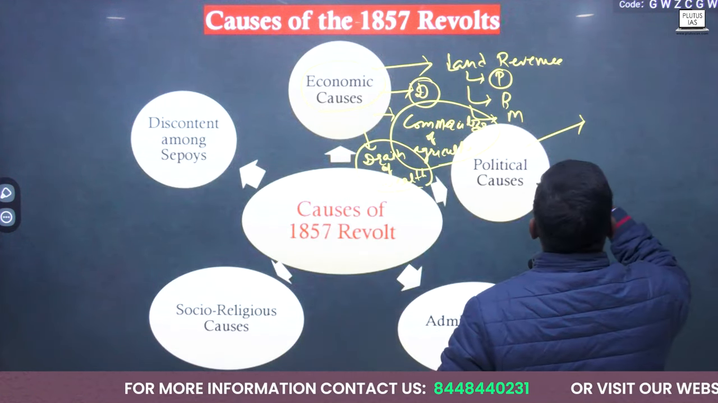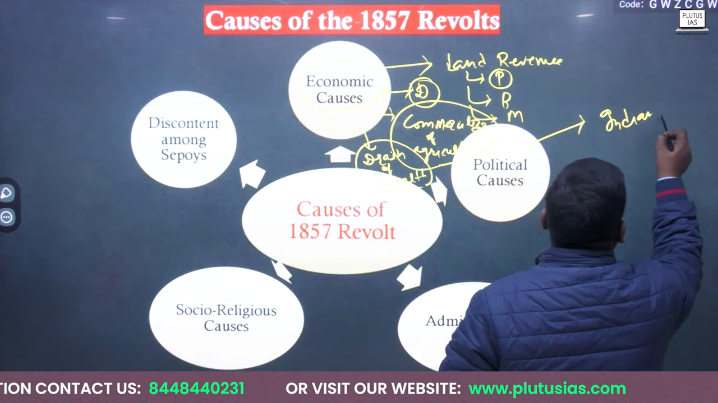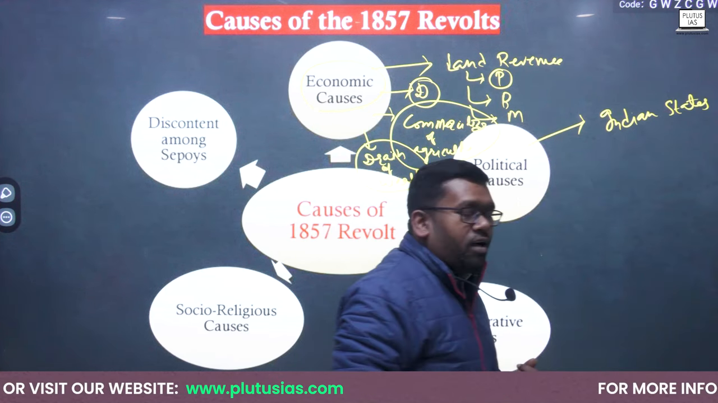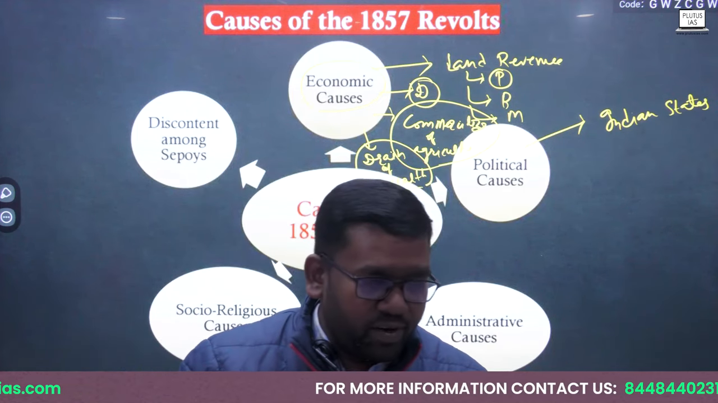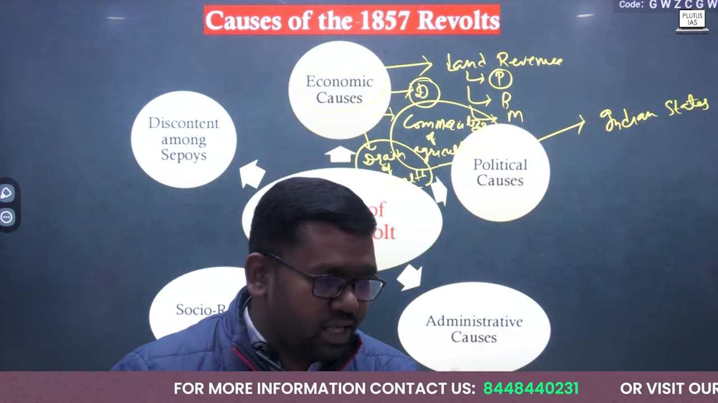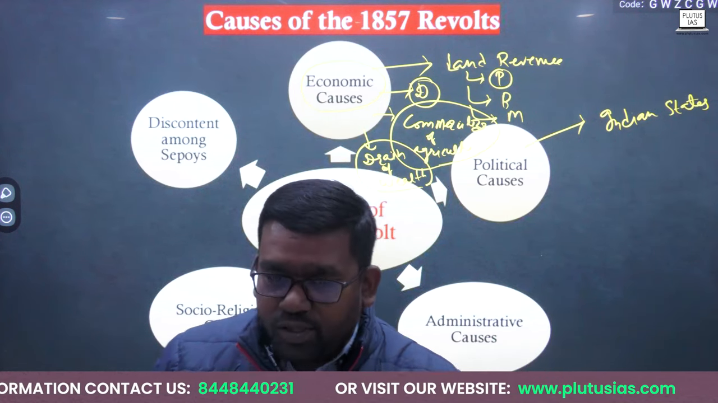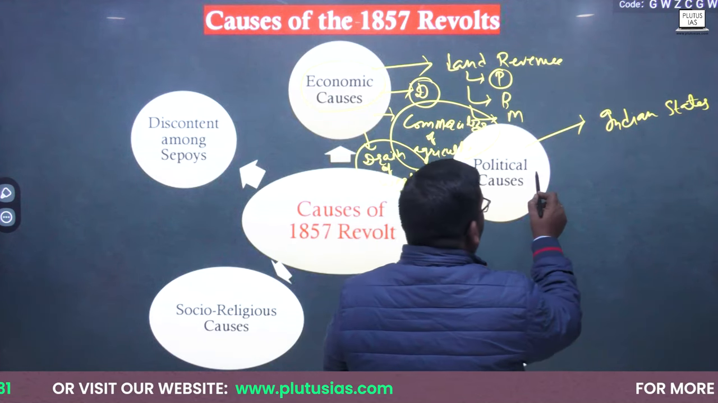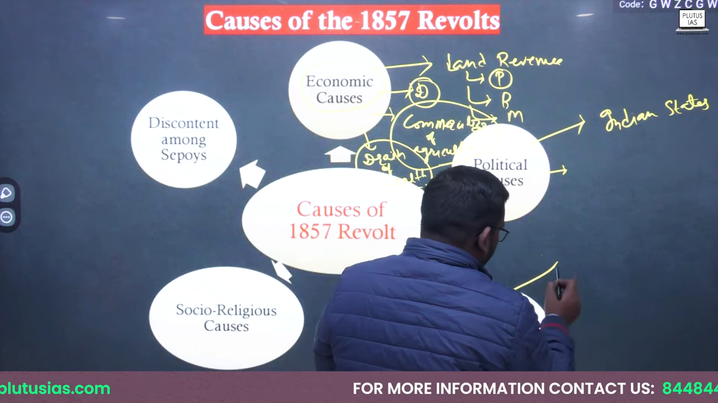In this, first of all, they had defeated Indian states, Indian rulers. For example, they defeated the Marathas, Mysore, then the Sikhs were defeated, they captured Jhansi, Satara, and then Awadh was finally annexed in 1856. So they defeated all these states. Political causes is the most important reason, apart from administrative causes.